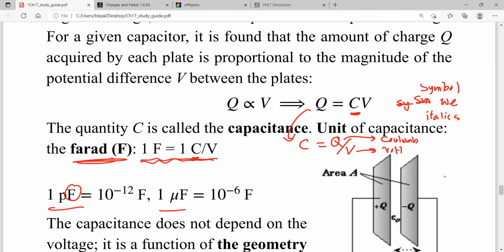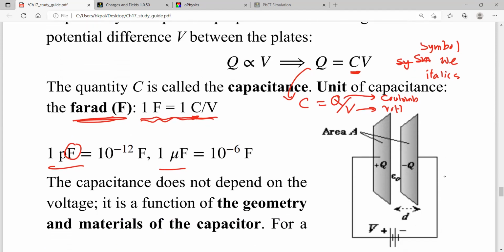And in numerical problems you may see picofarad, microfarad, nanofarad. Okay, this kind of number. Picofarad, if you remember, pico means 10 to the power minus 12. So when you solve some numerical problem, make sure you convert pico to 10 to the power minus 12. If you see micro, it is 10 to the power minus 6. If you see nano, it is 10 to the power minus 9.